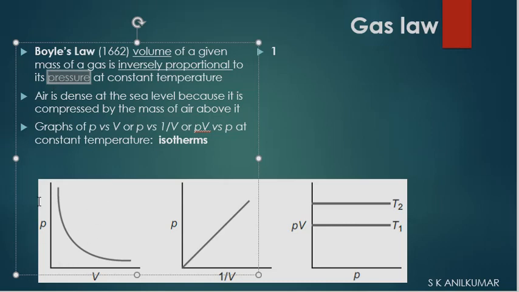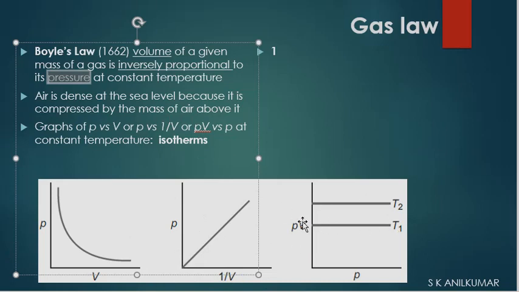What is the graph? It's a pressure versus volume graph. As pressure comes down, the volume increases. As pressure goes up, the volume decreases. Then you have a PV graph. At constant temperature, pressure versus 1 by volume, when you have the inverse of volume, is a straight line. Pressure volume graphs are called isotherms.